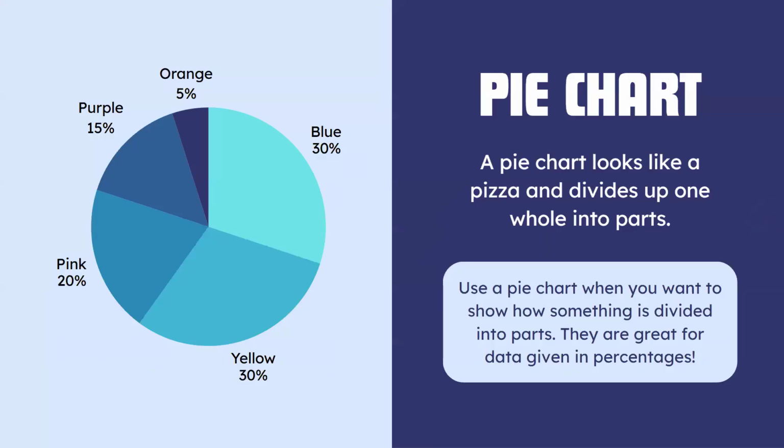A pie chart looks like a pizza, and divides up the whole into parts. We use a pie chart when we want to show how something is divided into parts. They are great for data given as a percentage. Mostly it is given in percentage.